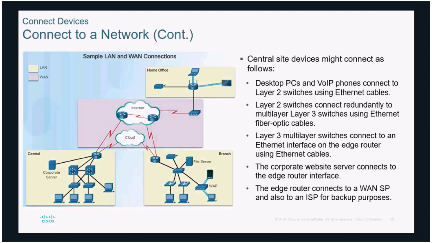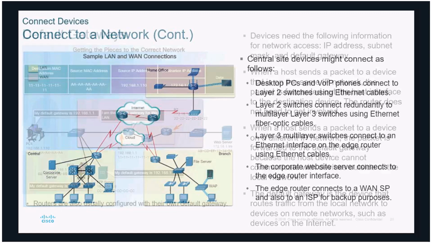The edge router also connects to a WAN service provider and to an ISP for backup purposes. This router is doing backup to here as an alternative, but also to a WAN service provider, which is via the cloud. All right, there's a structure there.